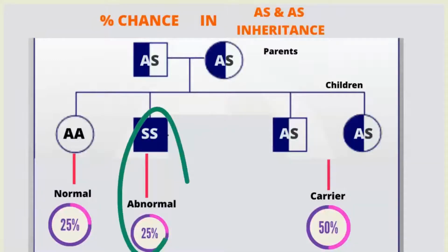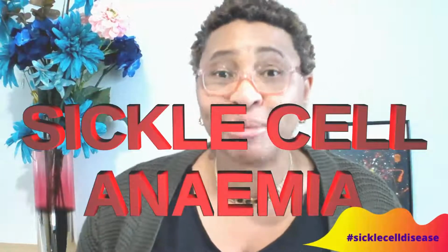Now, when two abnormal S genes are inherited in the same individual, this results in hemoglobin SS, which is the severe form of the disease, and what we call sickle cell anemia. So basically, sickle cell anemia refers to the disease that is caused by inheriting both SS genes from both parents. An individual has the SS genotype.